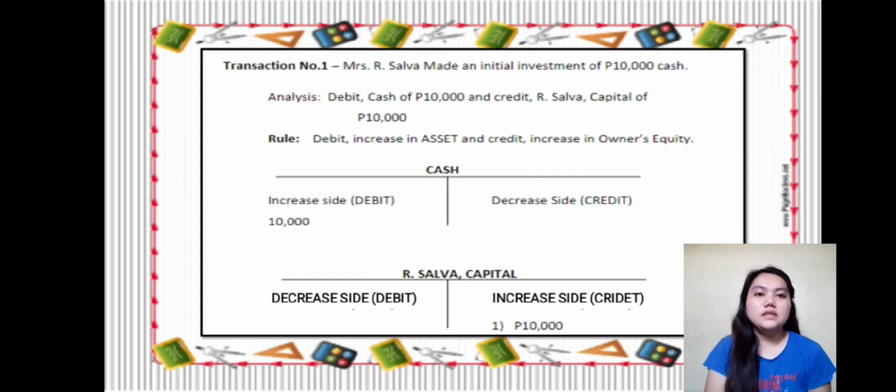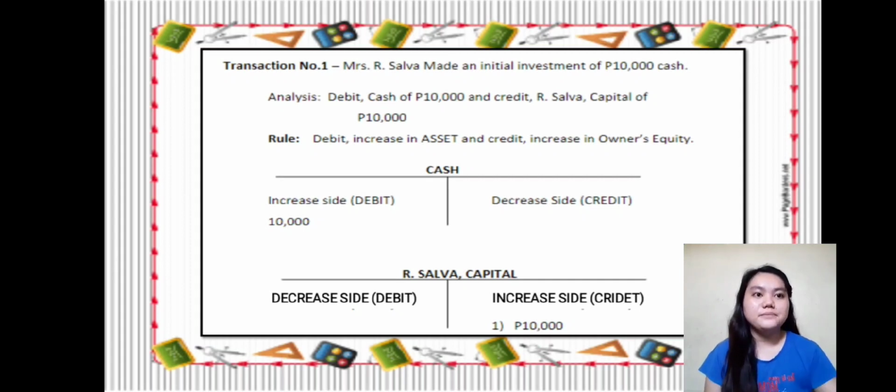As we can see in this T account, which is above, is cash. In cash, it has a debit and credit. Mrs. Salva invested 10,000. She put money in, which goes to the debit, because money came in. And at the bottom is the capital of Mrs. Salva. The 10,000 is placed on the credit because she made an investment.